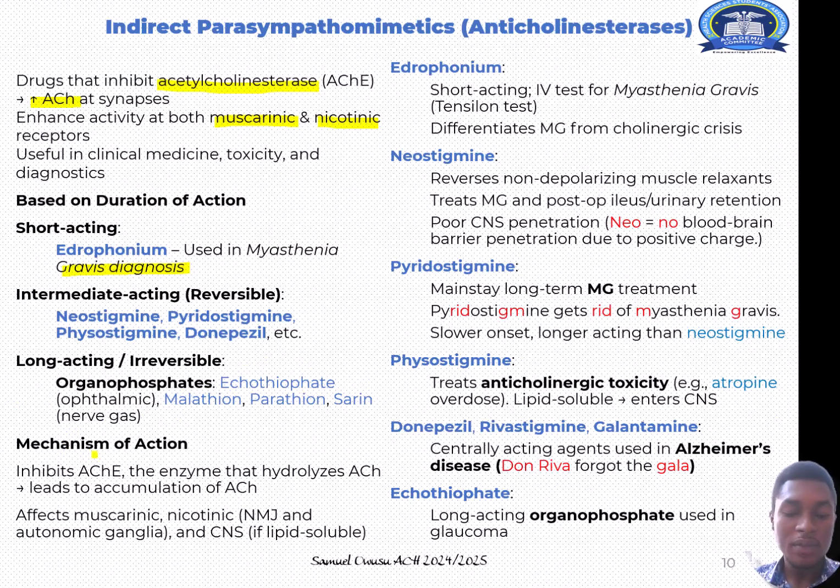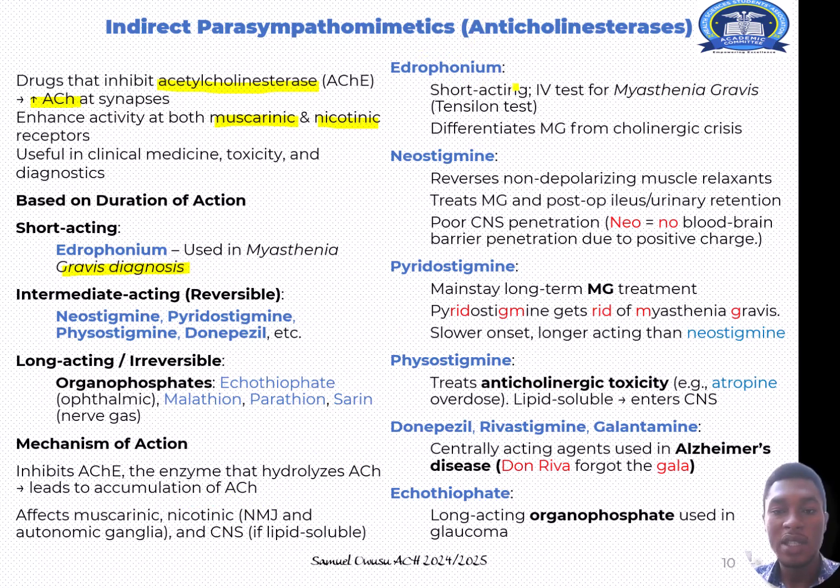Okay, the mechanism of action, like I explained, is that they inhibit the acetylcholinesterase enzyme, and that will lead to accumulation of acetylcholine, and this is going to cause a lot of activity within the muscarinic, nicotinic, and the CNS. Okay, so let's take the agents one by one.